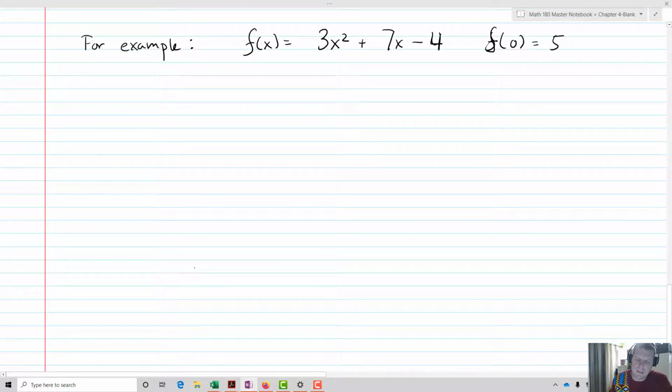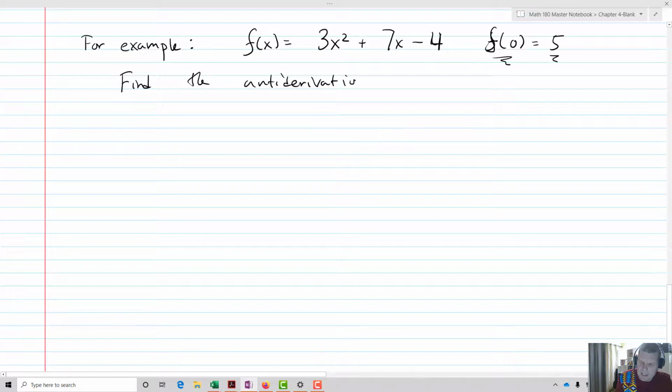So let's take this example. We'll have little f of x equals 3x squared plus 7x minus 4. And we'll have this initial condition, right? F of 0 equals 5. Now, sometimes you'll get something like f of 1 equals something else, depending upon the function, right? Sometimes it makes a lot more sense to start at f of 1 versus starting at f of 0. But for this function, it makes sense to start at f of 0. So we're going to find the antiderivative.